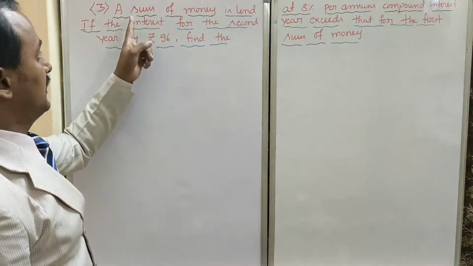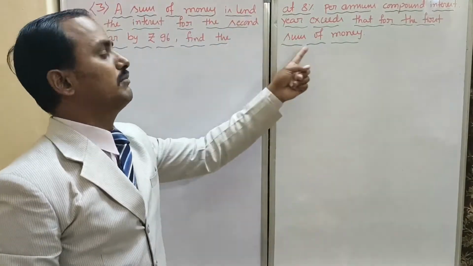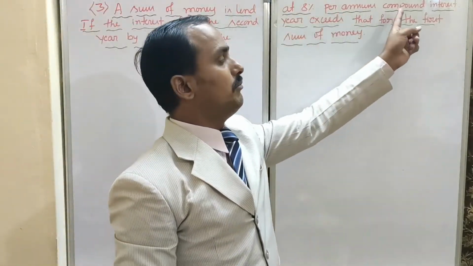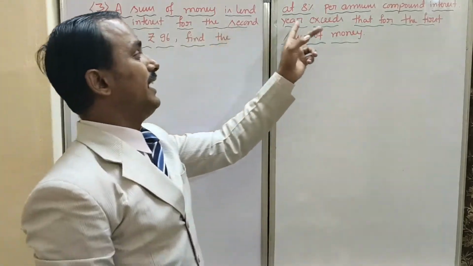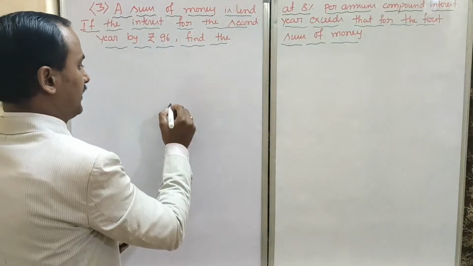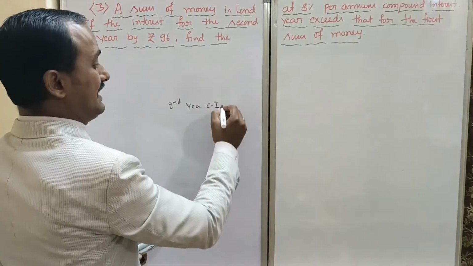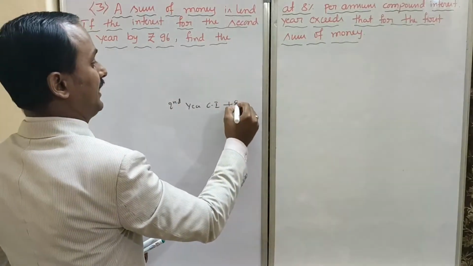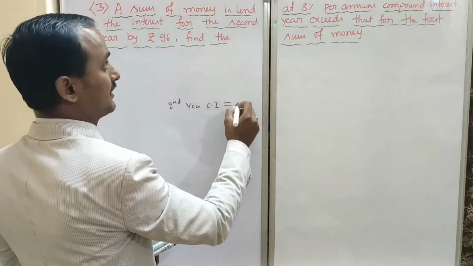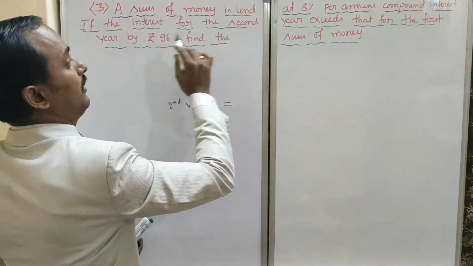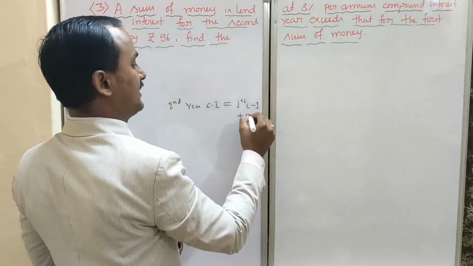Okay. Now here, what is it? A sum of money is lent. That sum of money we are finding. Find the sum of money. Rate of interest is 8% per annum compound interest. If the interest for the second year exceeds, look here, the second year compound interest exceeds by 96. The second year compound interest exceeds the first year compound interest by 96. That is, the first year compound interest plus 96 rupees, dear children.